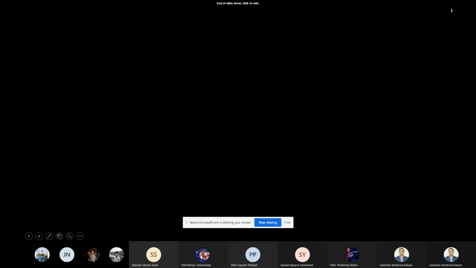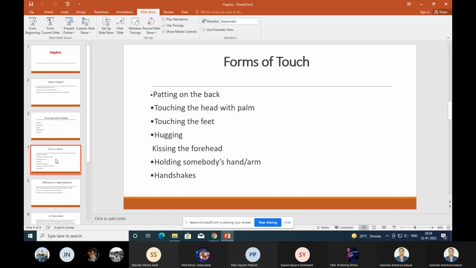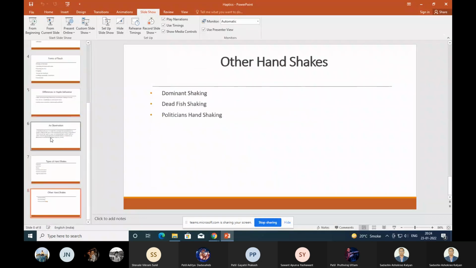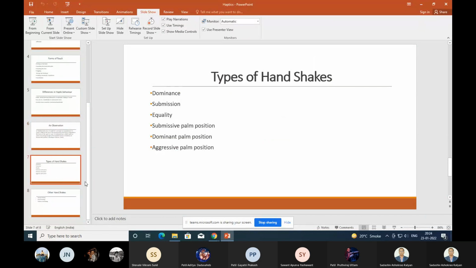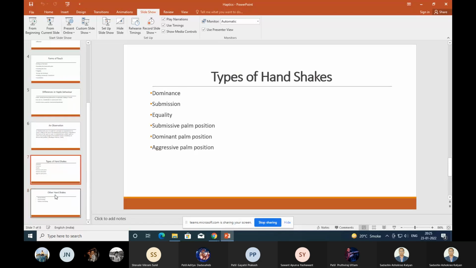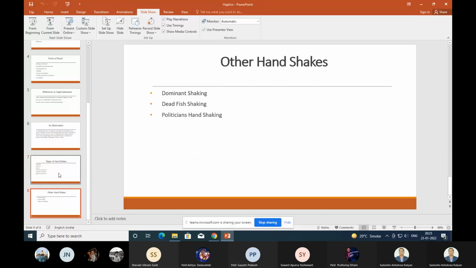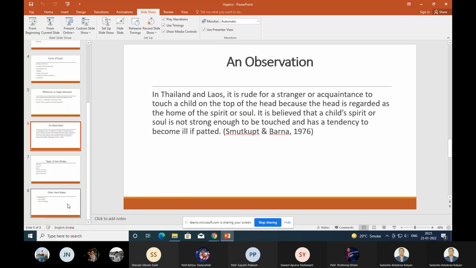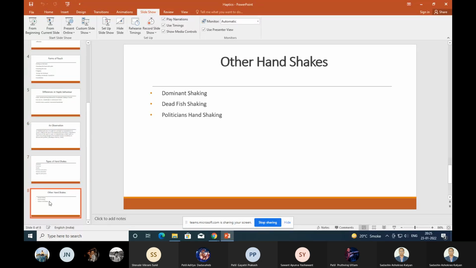After our lecture, whatever positions of handshakes are given to us, I will share these slides with you. Especially see slide number 7 and slide number 8, where you will find various pictures given on Google. You can go through these pictures and try to understand the various positions of handshakes and how these positions show us meaning. So this was all related to haptics.